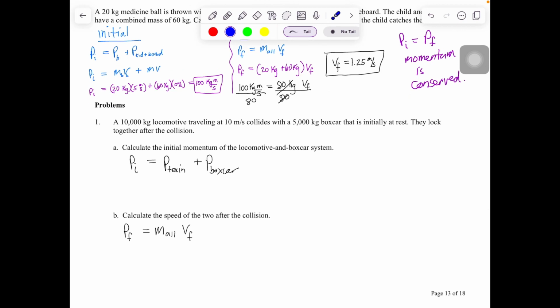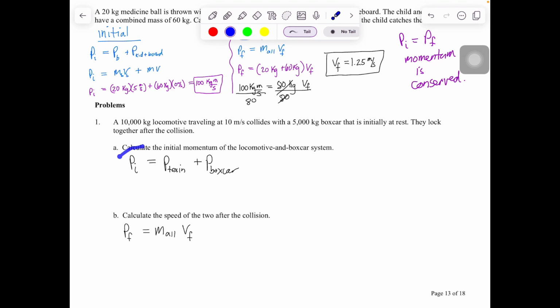Okay, so now we have a train. It's moving along, and it runs into something that is also at rest, and they lock together after the collision. I want you to try this one. It is pretty much what we just solved a moment ago.